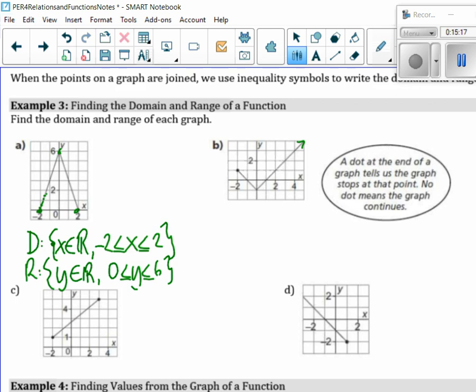I'm going to give you a second to think about B, and you're supposed to find the domain and range. Okay? I'll give you a second. So, first off, x is an element of the reals, comma. Now, is x between two things? No. So what do we write here?